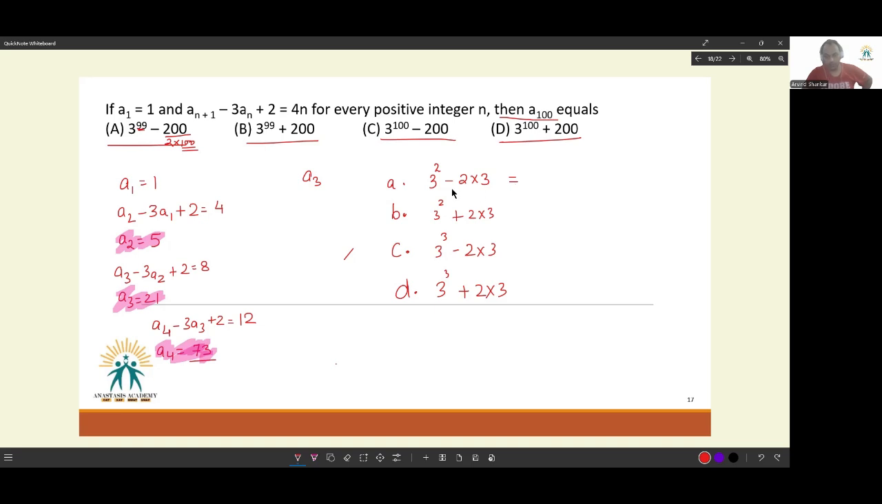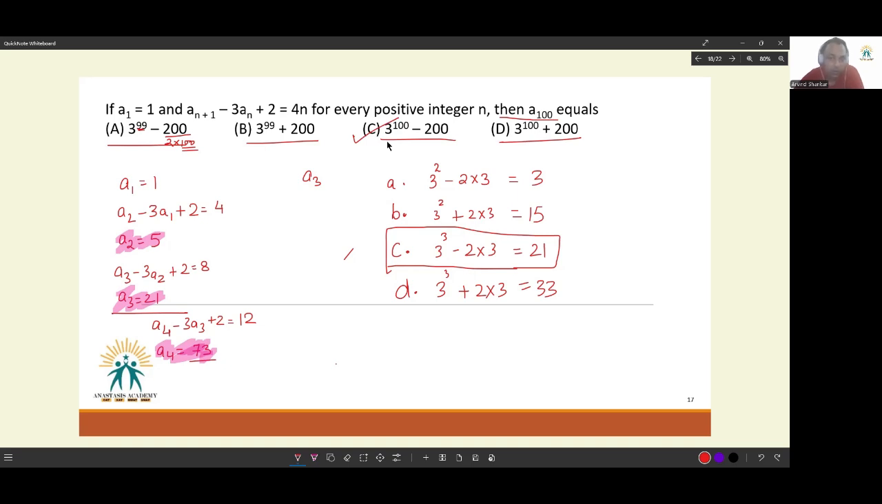Let's figure out what these are giving me. 9 minus 6 gives me 3. 9 plus 6 gives me 15. 27 minus 6 gives me 21. 27 plus 6 gives me 33. Can you see? We had already calculated A3 to be 21, and the only option giving me A3 is option C. So the answer to the question will be option C.